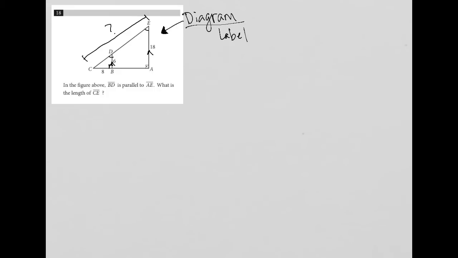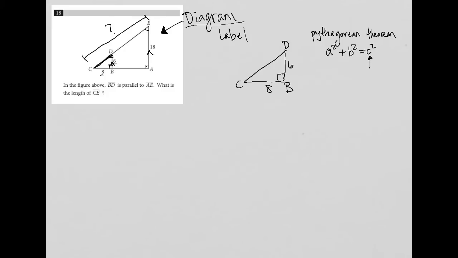Okay, so what else can I label here? Well, I have a 6 here and an 8 here. I could figure out what CD is because CDB, now I'll just draw it over here, is a right triangle, and CDB has a 6 and an 8. Anytime I'm trying to find the third side, I know that I can use the Pythagorean theorem. If you have two sides of a right triangle and just one side missing, you can use a squared plus b squared equals c squared, just remembering that the c must always be the hypotenuse, the longest side of the right triangle.